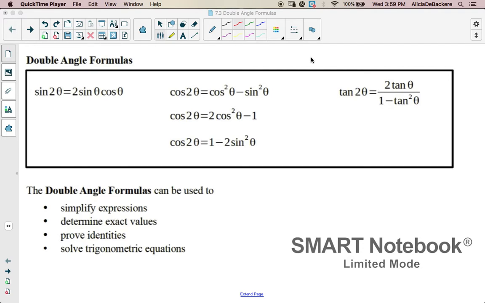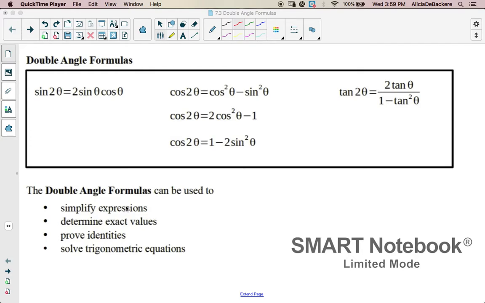Okay, welcome back to lesson 7.3. Again, we're looking at our double angle formulas, and we've got them summarized here in the box. 1 for sine of a double angle, 3 for cos of a double angle, and 1 for tan of a double angle. So what's the point?